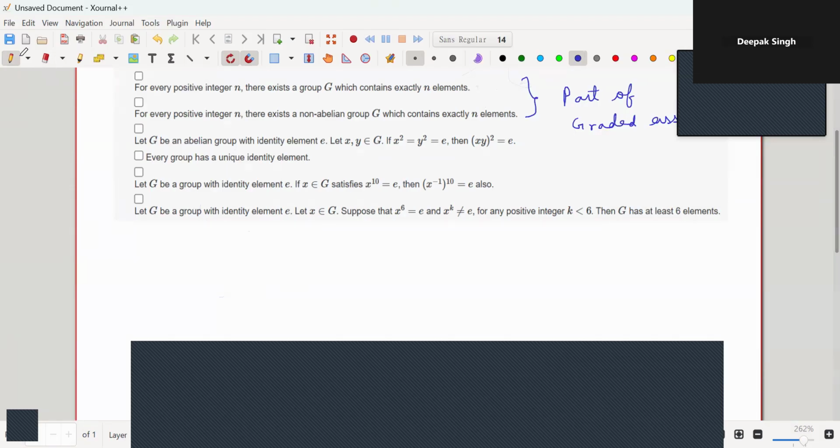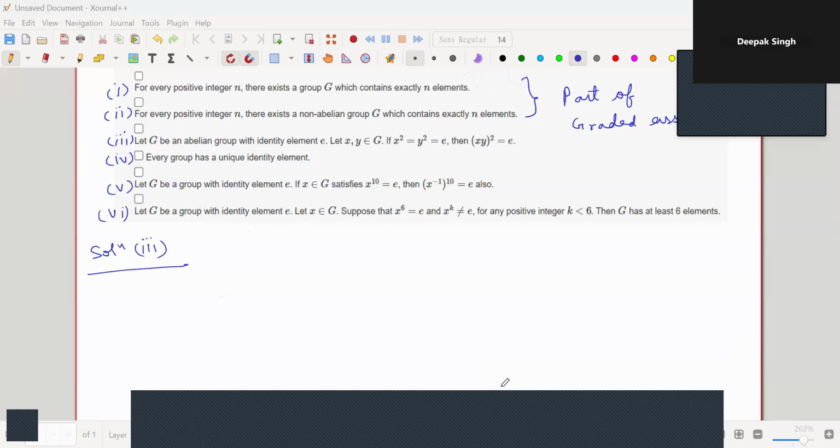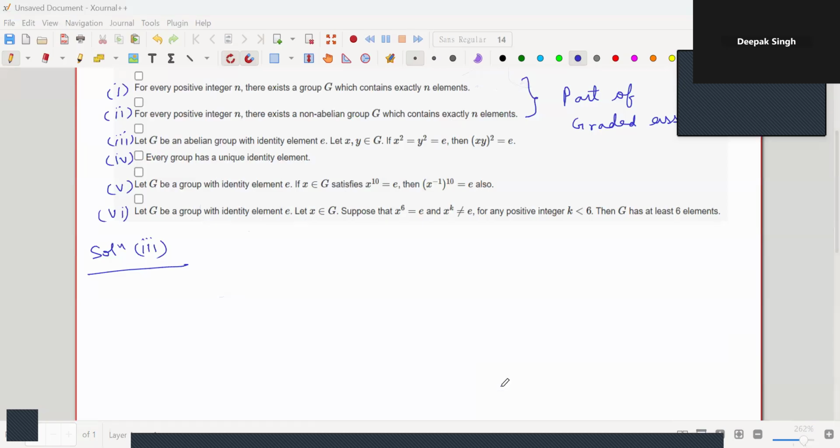I can just assign some numbers to them. 1, 2, 3, 4, 5, and 6. So we are going to discuss the third one. I think some sidebar is coming.